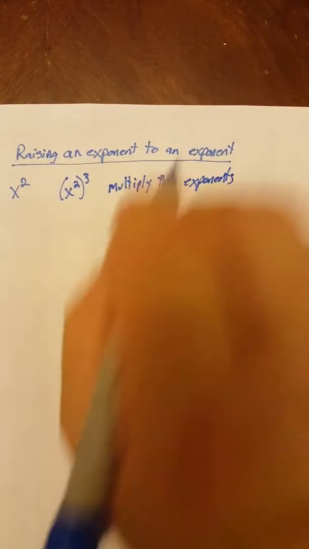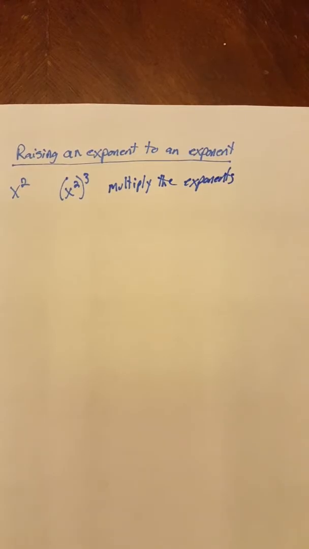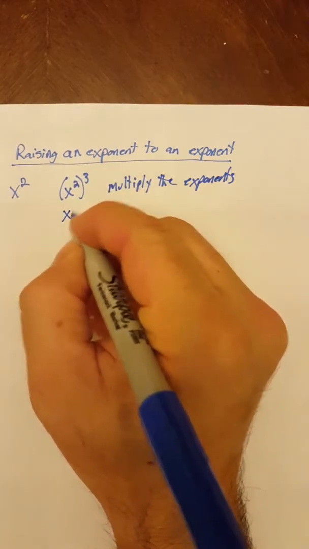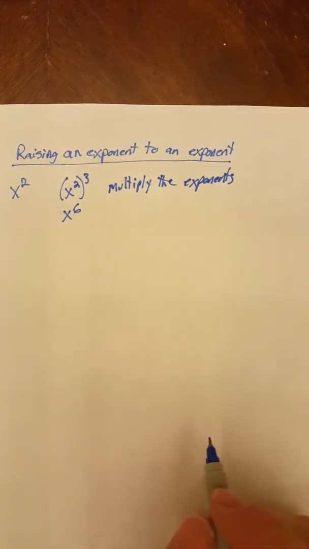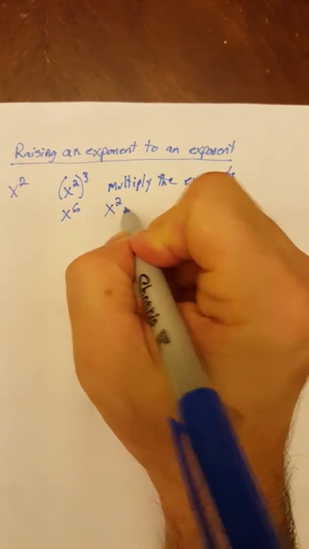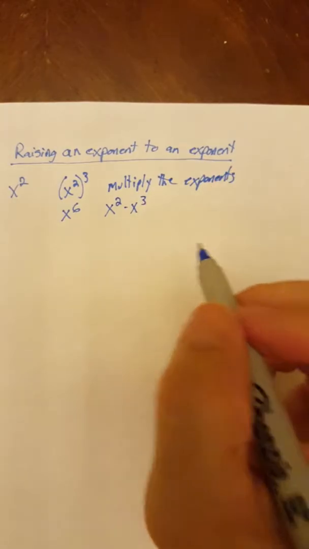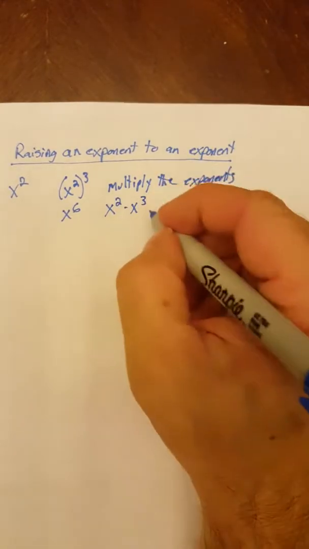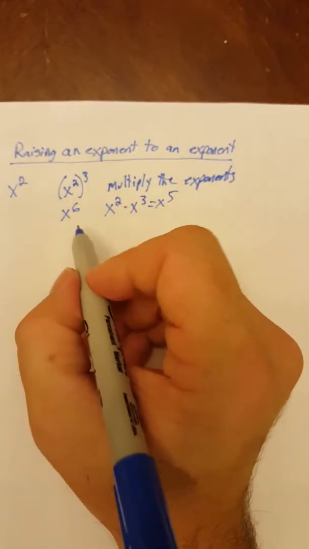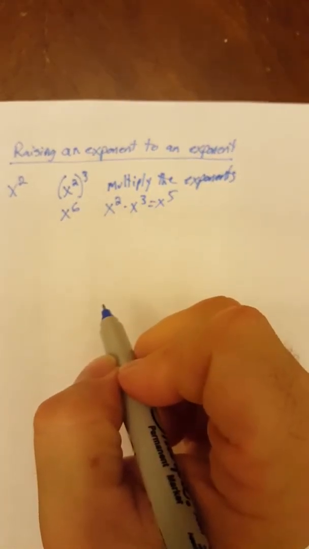No matter how many exponents that you raise this to, all you have to do is multiply the exponents, and that takes care of everything. So in this case, we would have 2 times 3, which would give us x to the 6. This is different from multiplying exponents. Multiplying exponents would look something like this, 2 plus 3 giving us x to the 5th. But what we have is an exponent raised to an exponent, and that's where you have to multiply.